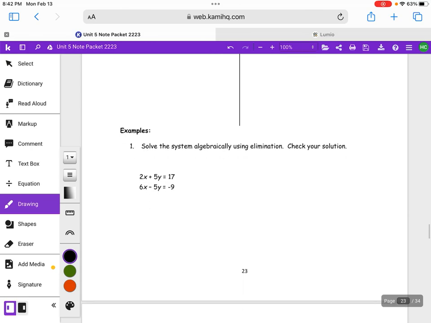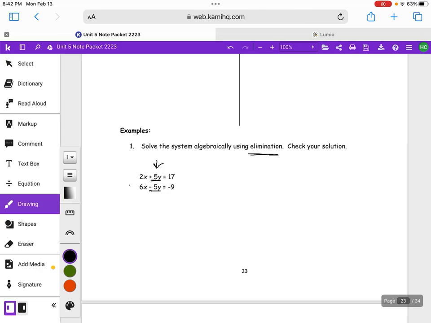Okay, so how we start with this. Solve the system algebraically using elimination. They will never tell you what to use. You have to pick this. You have to choose. So if you look here, the key giveaway is going to be right here because you have a +5y and a -5y.